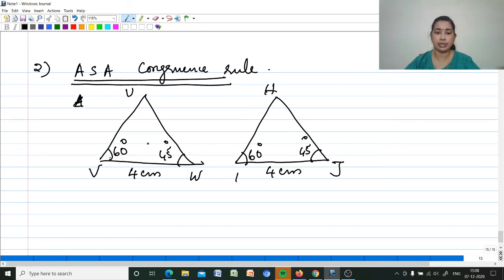So that means by angle side angle, two angles and one side will be given. In that case, if those two angles and one side are equal to two angles and one side of the other triangle, then we can say that those two triangles are equal triangles or congruent triangles. That's called the ASA rule. So using this ASA rule, I'll give you one question.